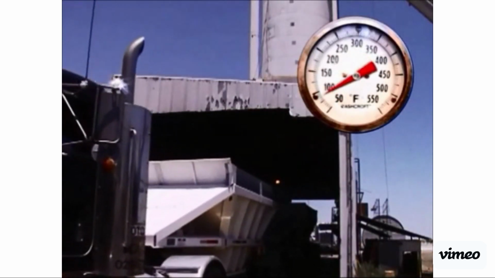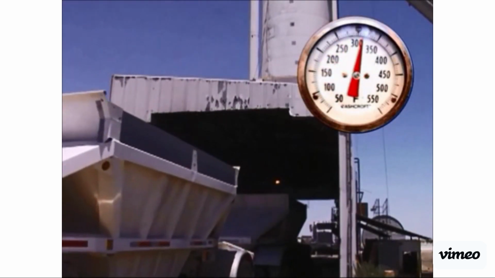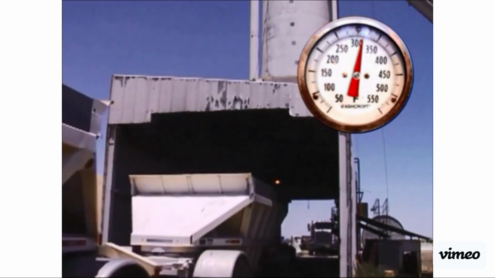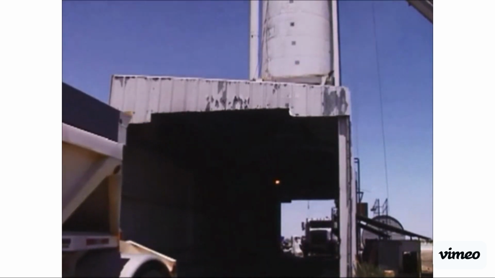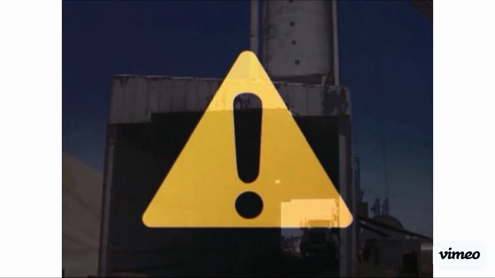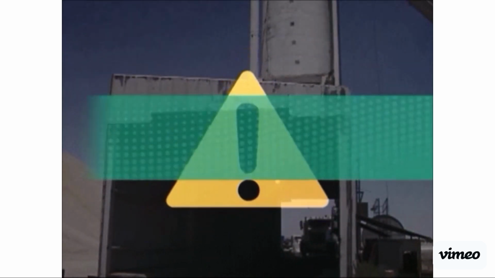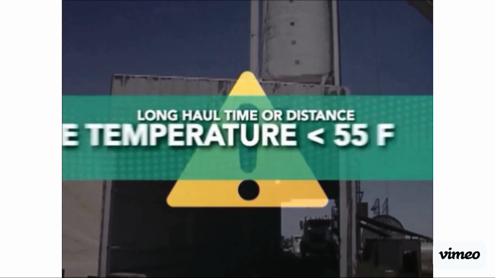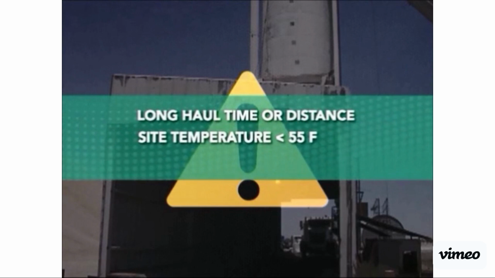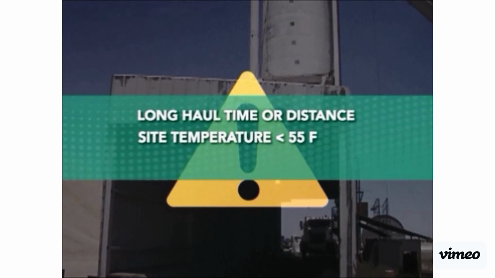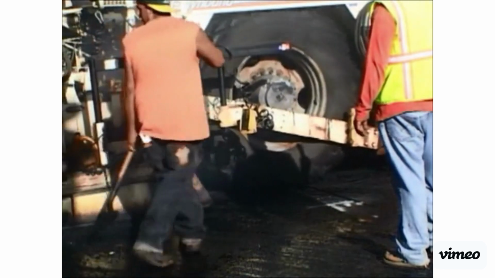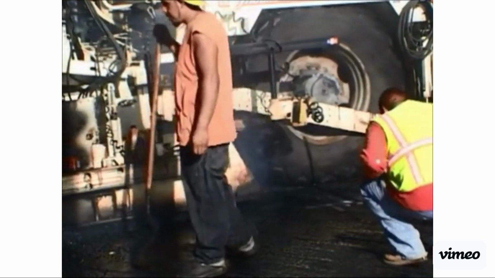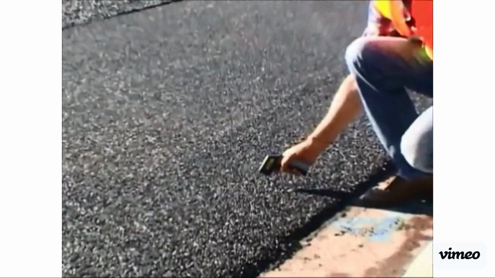Materials must leave the plant at a minimum of 315 degrees Fahrenheit. Tarping of truckloads is generally specified. RAC may not be the best choice on projects with the following conditions: long haul time or distance, site temperatures less than 55 degrees Fahrenheit, or if rain is imminent. Good practices for conventional HMA placement shall be adopted. Special attention should be paid to temperature management.